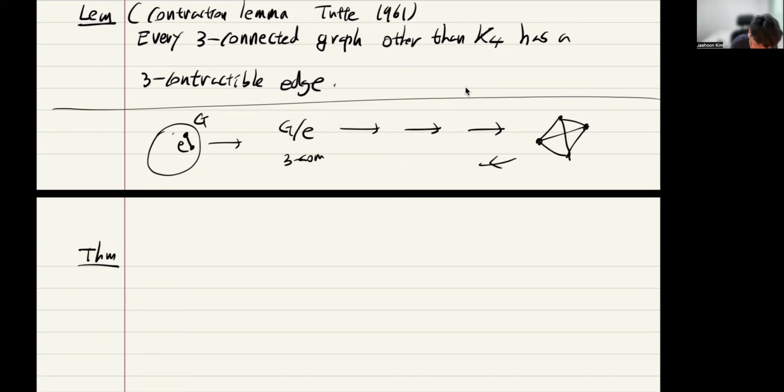And what is the inverse operation of this? The inverse operation is vertex K-split, or to be more precise, vertex 3-split. So that means whatever three-connected graph you start with, it can be obtained from K4 by a sequence of vertex 3-splits.